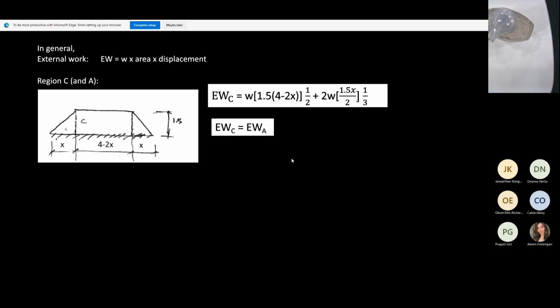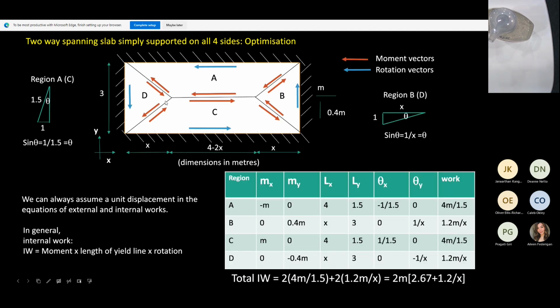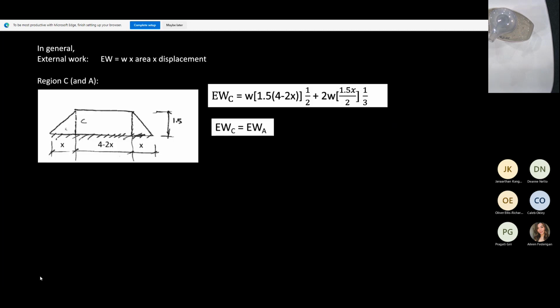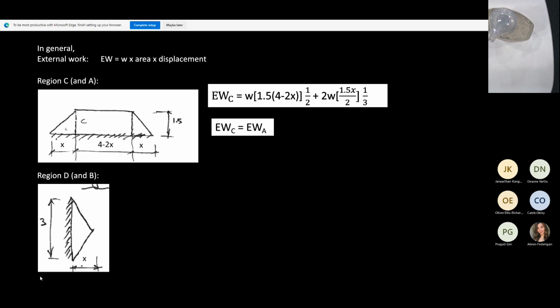And then what you do, you expand and then you state the fact that the external work for C and A is the same because they are identical. Okay. For region B or D, what do we have? I mean, if I take you back, we've got these 2 here, which we have done. Now we're going to do D or B. Okay. So this is the region D. We have a triangular shape, 3 in this direction and x in this direction.